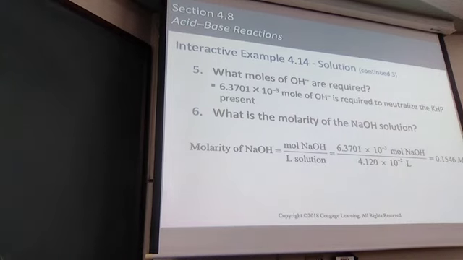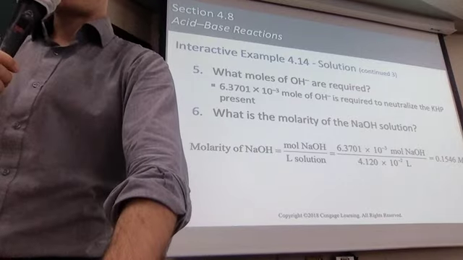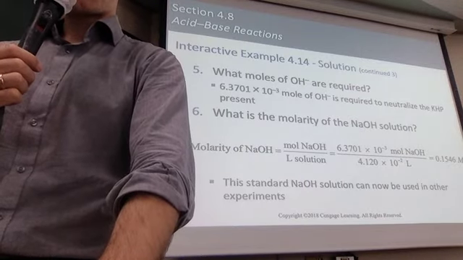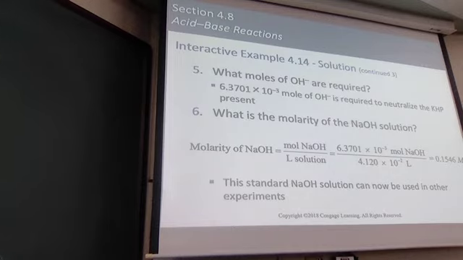So the molarity of the sodium hydroxide solution is given like this. We used 6.37 millimoles divided by the volume. So the concentration of sodium hydroxide is 0.1546 mole per liter. Okay, so this is now a very accurate number for this concentration. You can write this on the flask, you can put it on your desk. This will be the standardized solution. And if you want another one, you can dilute it with the strategy we discussed today.